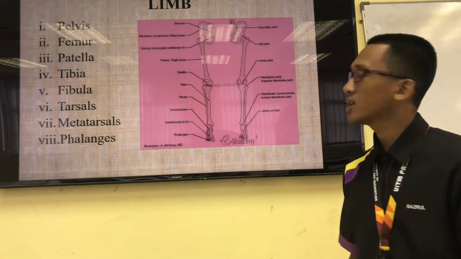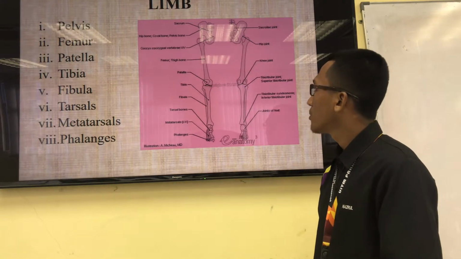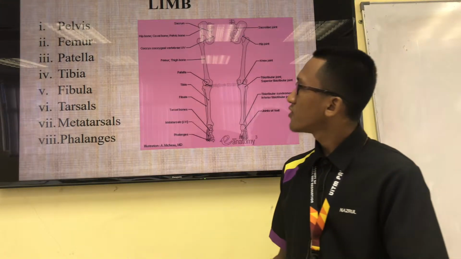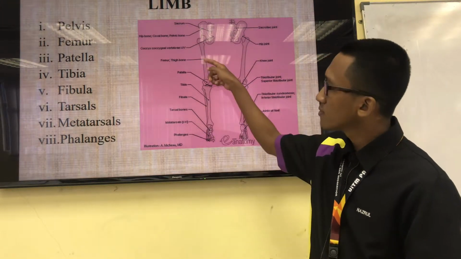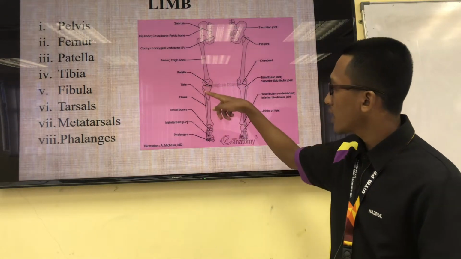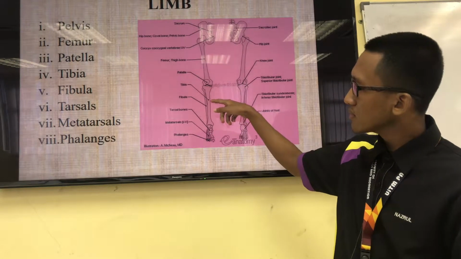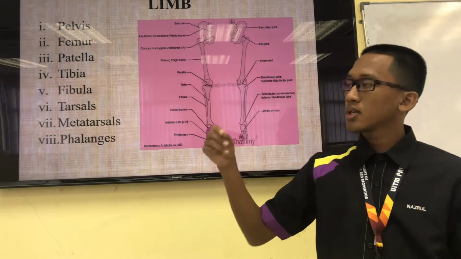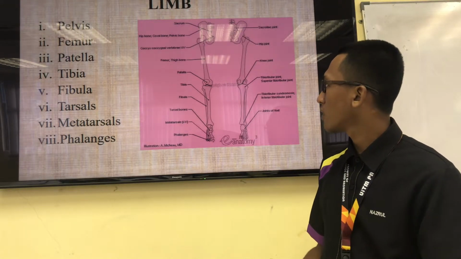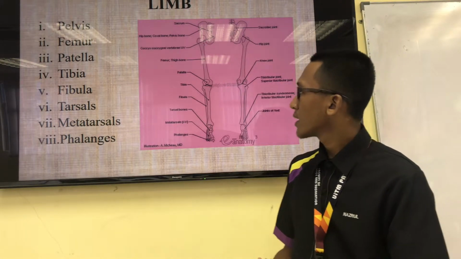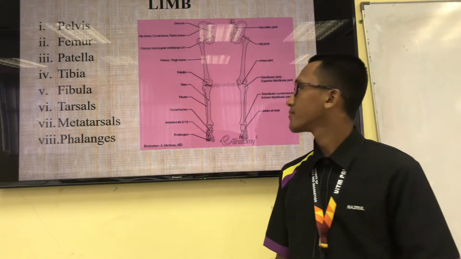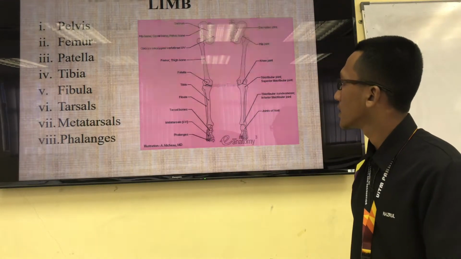This is for the lower limb. First of all, our pelvis. Pelvis, femur, our thigh bone, patella, our knee, tibia, fibula. Tibia is our large bone for the leg, and tarsals, metatarsals, and also phalanges.